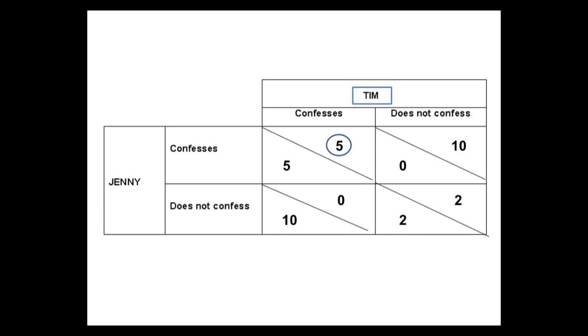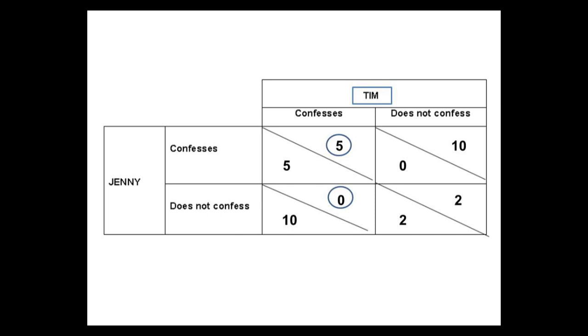If Tim, though, instead knows that Jenny is not going to confess, again he has two options. He can confess and get 0 years in prison, or he could also not confess and he'd get 2 years in prison. The best option for him is to confess, and that means that regardless of what Jenny does, whether she confesses or she doesn't confess, Tim's best option is to confess. We call that his dominant strategy, that regardless of Jenny's strategy, Tim's best strategy is always to confess.